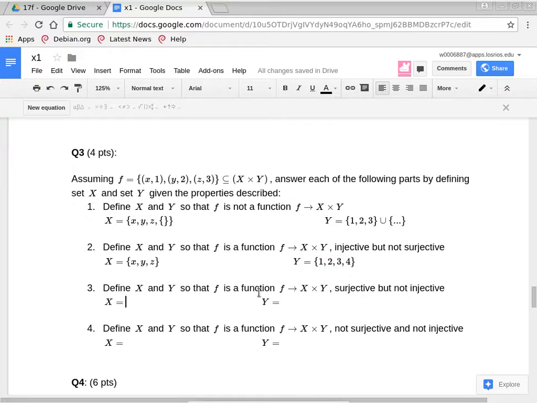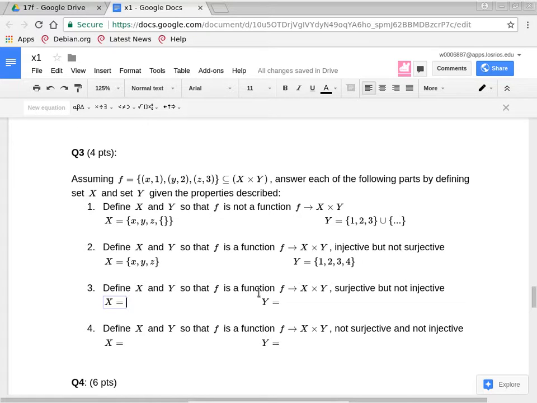But it doesn't have to be. Okay, so this one is not possible. I want to make F surjective but not injective, and this is actually not possible. Why is it not possible? You have to decrease the number of elements.